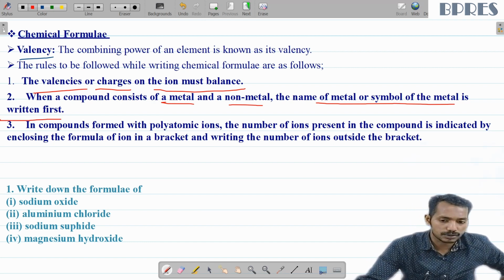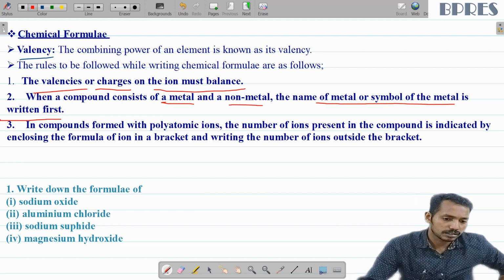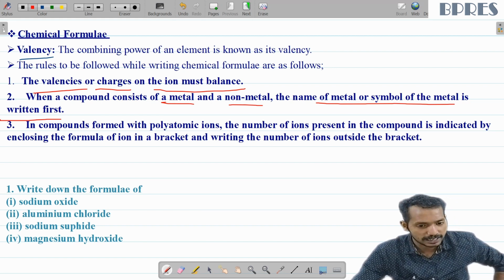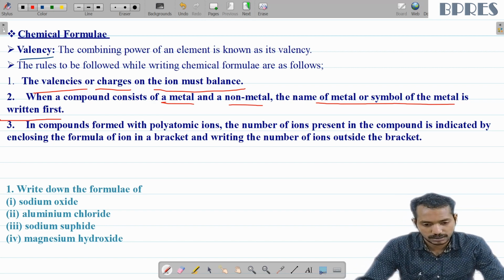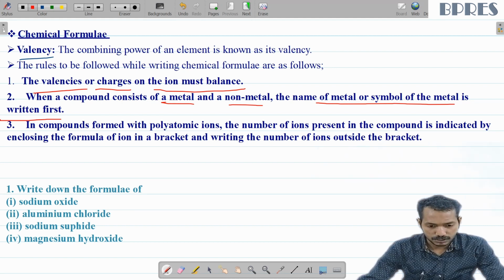And the third rule we have to remember is that in compounds formed with polyatomic ions, the number of ions present in the compound is indicated by enclosing the formula of the ion in a bracket and writing the number of ions outside the bracket. We can take an example so that we will get a clear idea. I'm going to discuss some questions given on page number 39.